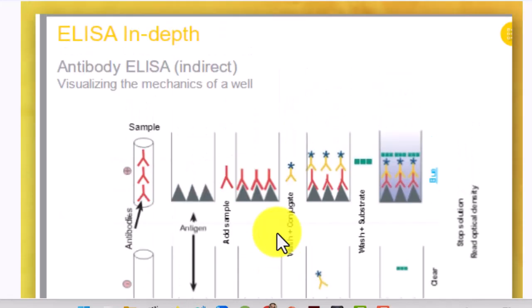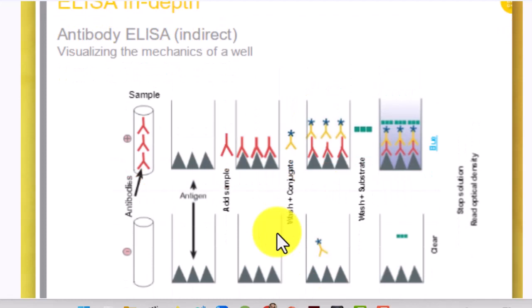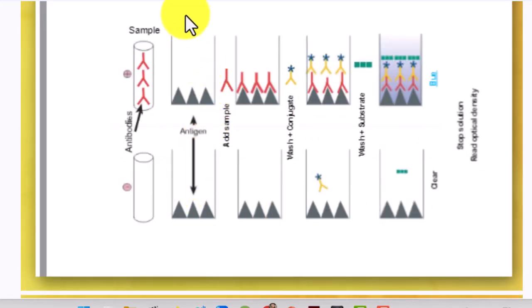Antibody ELISA: visualize the mechanics of a well. Here, one well we take from the plate. Here the antigen. We add the serum sample. Either there are antibodies or there are no antibodies. Here the positive result: the antibody is present and attached to the coated antigen. Here we put the conjugated antibodies, which are conjugated by enzyme.